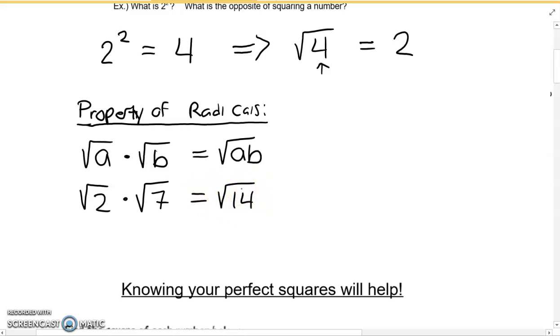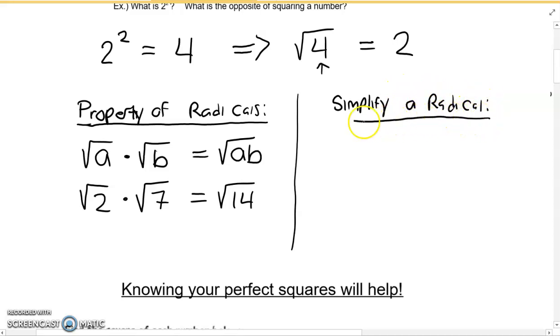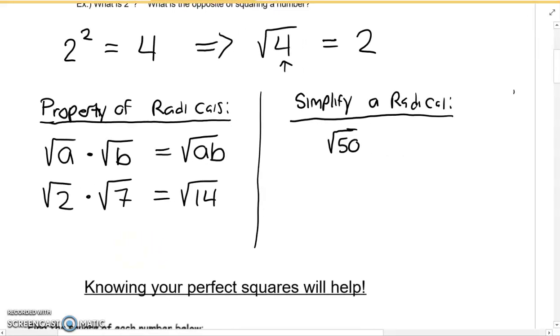So this property that we're using here, this multiplication property, will be very important in helping us with our objective today, which is going to help us to simplify a radical. So let's look at our first example, and this one's going to be a little more straightforward. So if we look at the number square root of 50, for example, okay? That is not going to come out to be a whole number like the square root of 4 is. So the square root of 50, there is no whole number that multiplies by itself to get 50.